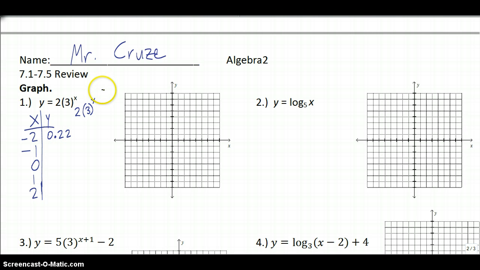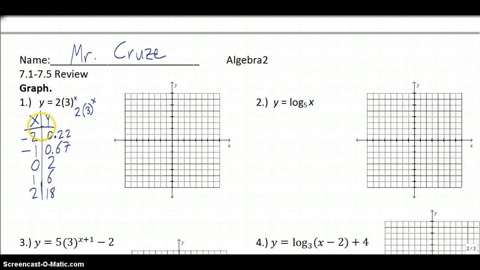3 to the -1 is obviously 1/3, which is 0.3 repeating, and times 2 will be 0.67. Okay, 3 to the 0 is 1, times 2 is 2. 3 to the 1st is 3, times 2 is 6. And 3 squared is 9, times 2 is 18.